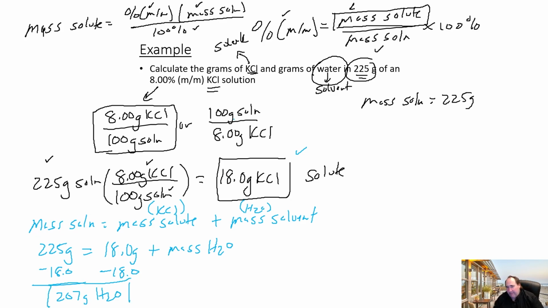So this solution is basically made out of 18 grams of KCl dissolved in 207 grams of water. When it's all dissolved together, we end up with a total mass of that solution of 225 grams, and it does have 8% as a concentration unit.